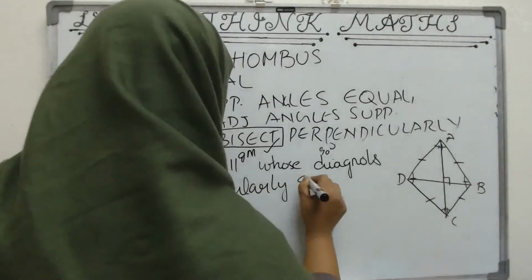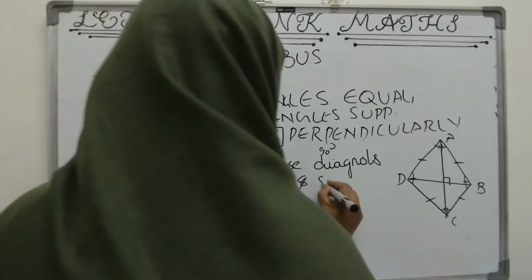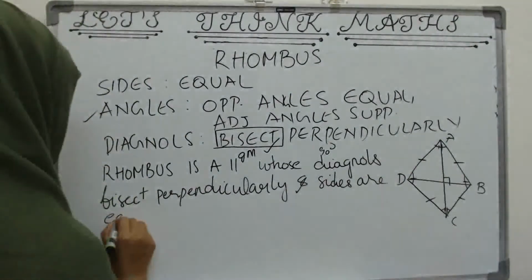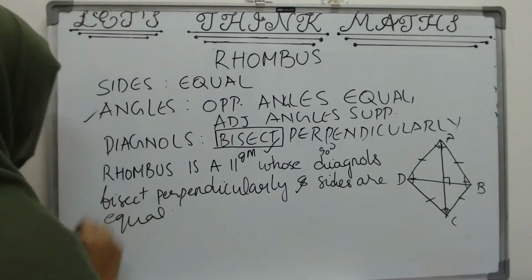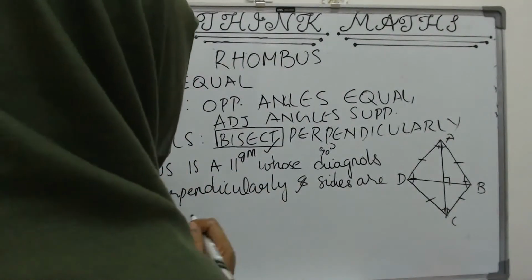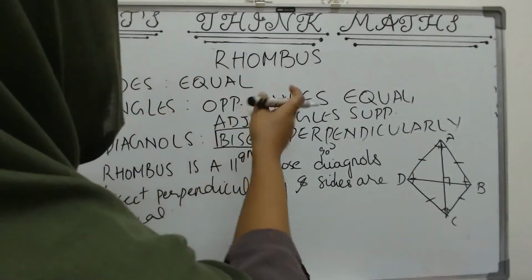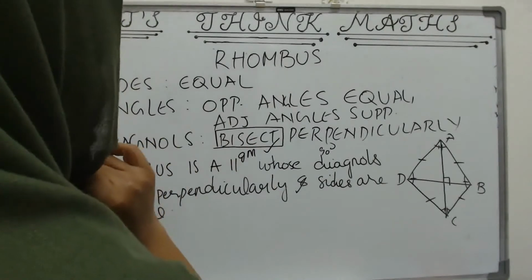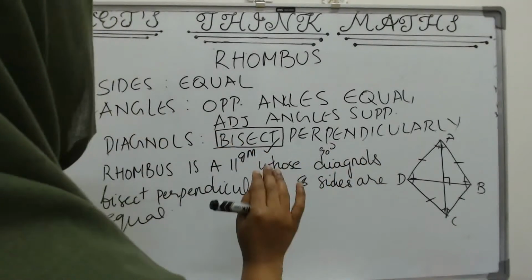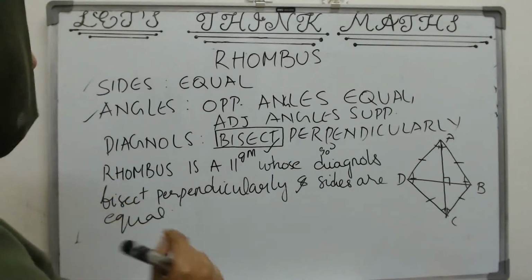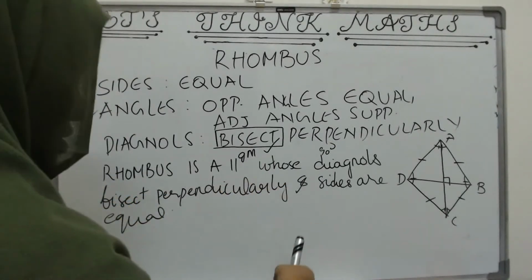And another important condition, whose all sides are equal. Now, what about a square? Square also has all sides equal. So how do rhombus and square connect to each other? Is a rhombus a square or a square a rhombus? We have to see which one satisfies more conditions.